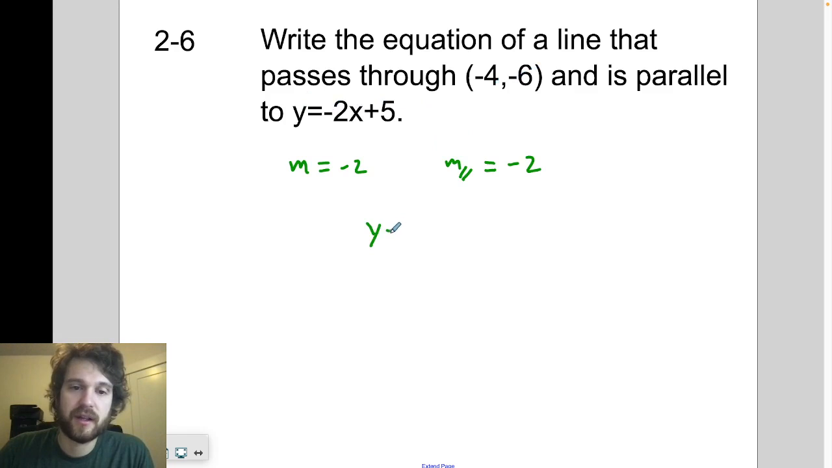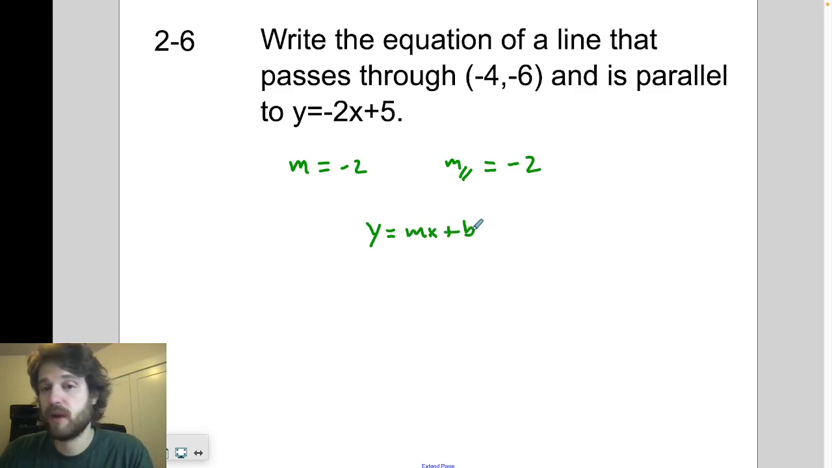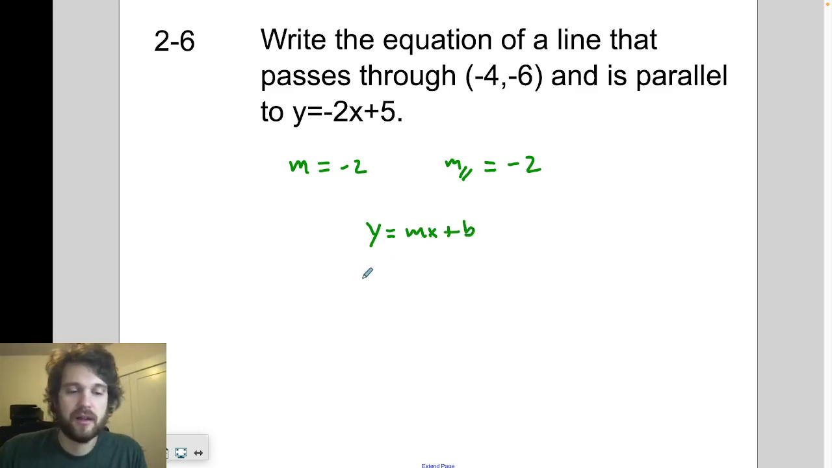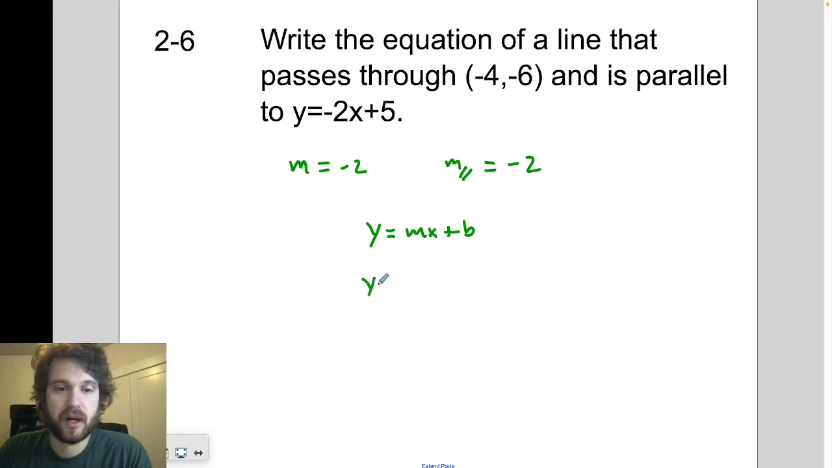I'm assuming you guys like slope-intercept for some reason, so I guess I'll do that. That's y equals mx plus b. We just repeat those same steps. You can pause the video and try and finish this if you'd like. See if you get the right answer. All right, here we go.